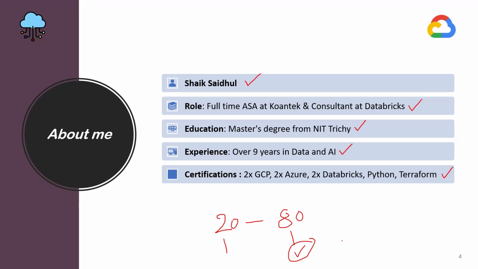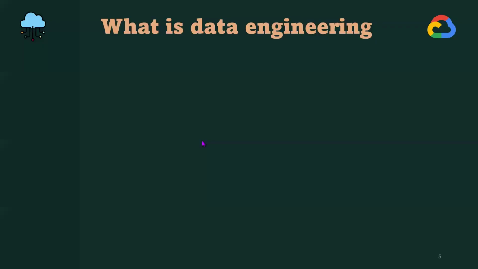Having said that, you should always attend the live session every day and practice properly. Within 3 months, it is possible to become a GCP data engineer. There is a very good amount of opportunities out there. So without any further delay, let us talk about what is data engineering.